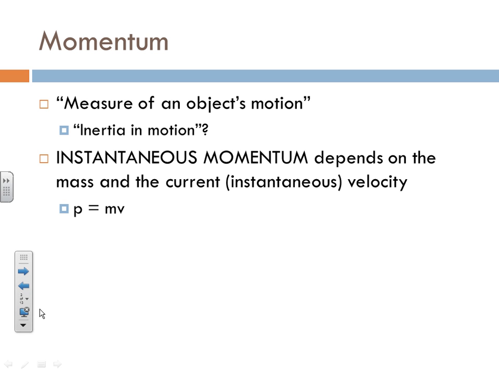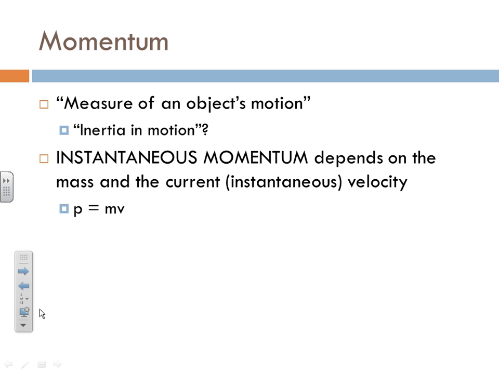The instantaneous momentum of an object depends on its mass and its current, or what we refer to as its instantaneous velocity. When we talk about something as instantaneous, what does that mean? At any given moment or any given point in time, right?